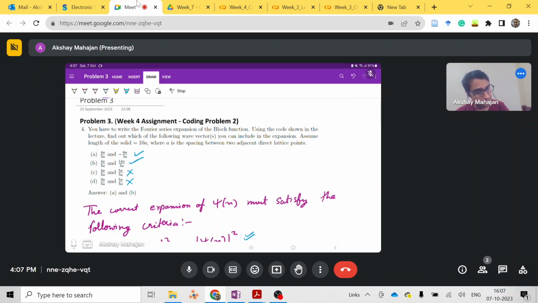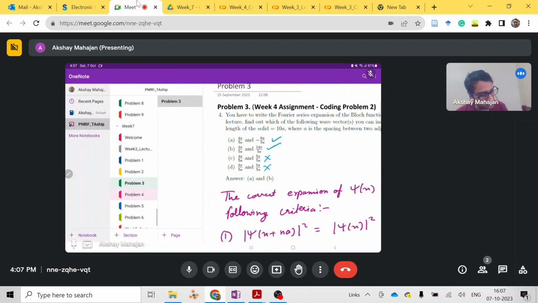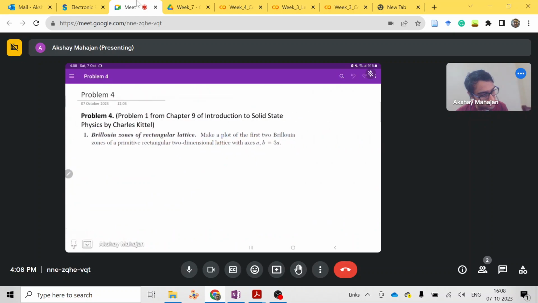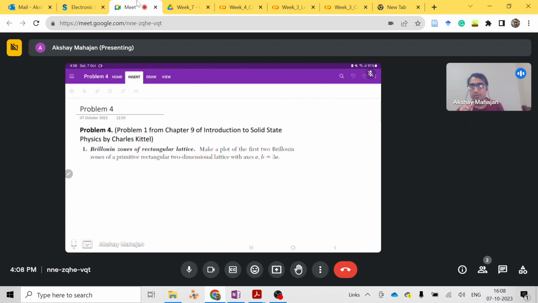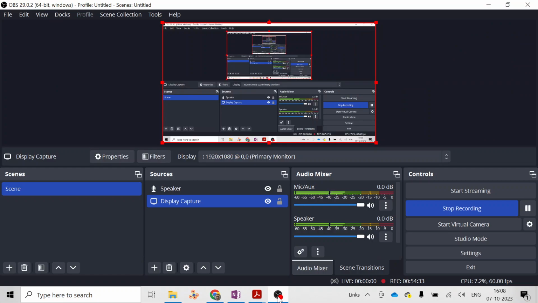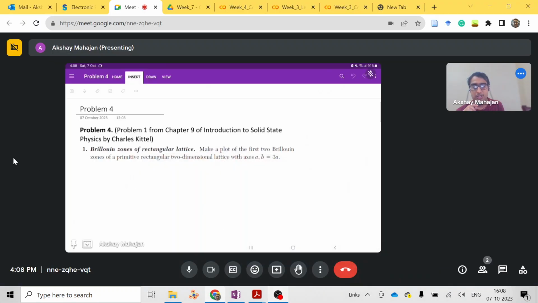Alright, let's go to our next problem. We are done with all the coding problems that were left. If you have any doubt, please ask in the discussion forum. In the remaining part of the lecture we will do some more problems, some problems on Brillouin zone and Fermi surface, and also a numerical problem.